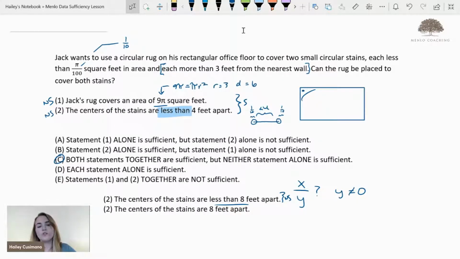Well, with our first modified statement, we didn't have enough information because there were both yes answers and no answers in our range. But if they tell us the centers of the stains are 8 feet apart, that gives us precisely one possible situation, right? It gives us exactly one possible scenario. And that exactly one possible scenario is going to answer our question, right? Yes, that's exactly right. So it answers our question with a no. No, the rug cannot be placed to cover both stains. But no is a definitive answer to our yes-no data sufficiency question.